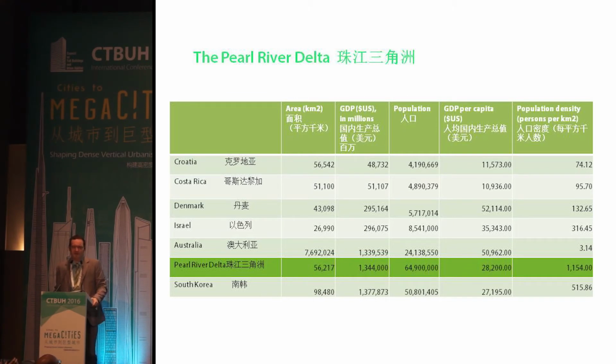But I think you're starting to see that meld together, and hopefully we will start to see that GDP per capita go up. But of course, that's going to be dependent on what happens with the population and the population density.